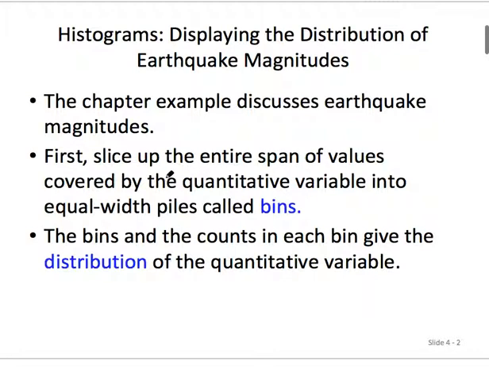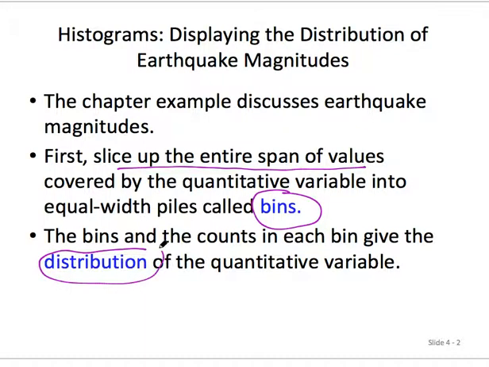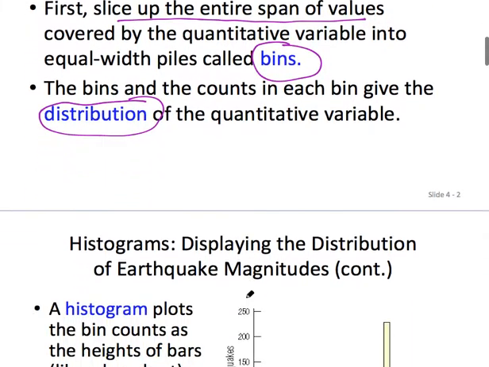First you take all of the information that you're given and you slice it up depending on the span of values that you have. These are called bins. And again, I tried to make different colors with the vocabulary words that I want you to know. So with quantitative data, if we're making a histogram, we're going to separate all of that data into different bins, and that's up to you. We're going to be piling the data into that. The bins and the counts in each one are what you're going to look at with the distribution of the quantitative variable. That's how the distribution is going to show to you.